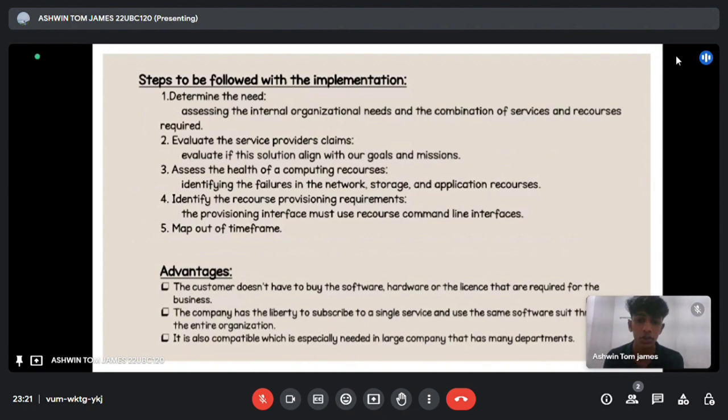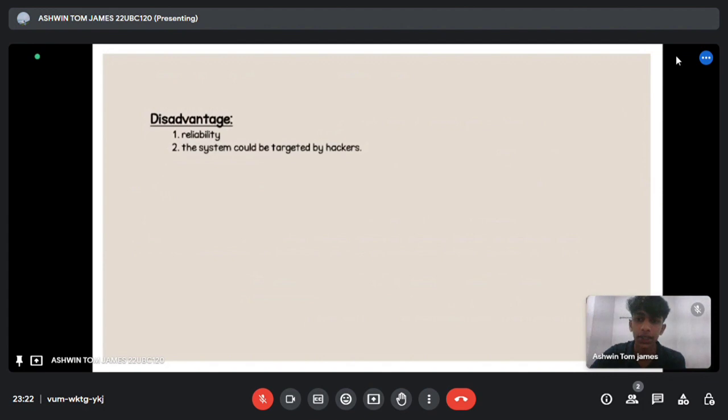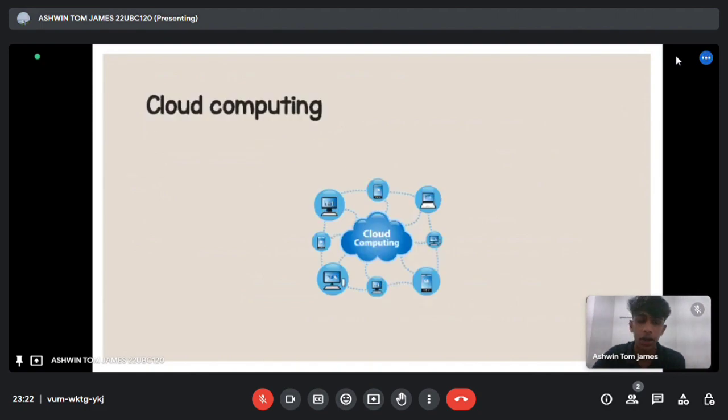Advantages: the customers don't have to buy the software, hardware, or licenses that are required for the business. The company has the liberty to subscribe to a single service and use the same software suite throughout the entire organization. It is also compatible with ECC, especially needed in large companies that have many departments. Disadvantages: reliability, the system could be targeted by hackers.